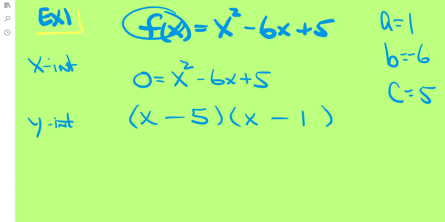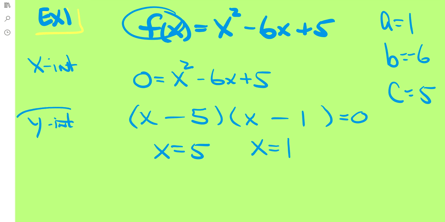Okay, my x-intercepts then are going to be when x equals 5 or when x equals 1. Remember this is equal to 0, I'll bring it over on this side. I could have used the quadratic formula, and I will use the quadratic formula if I can't factor it in the traditional way. But regardless, here are my x-intercepts, 5 and 1.